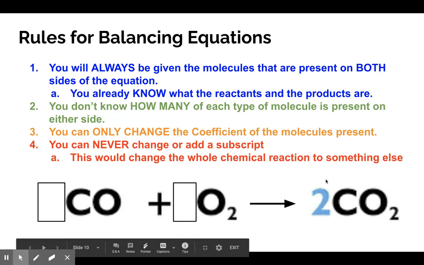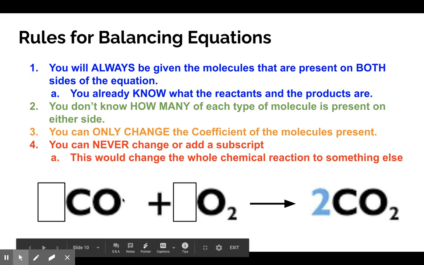So we're just going to give that a try. It's a guess and check process. If I put a 2 here, remember this 2 now is going to apply to all of the atoms in this molecule. So now I have 2 carbons and I have 4 oxygens, right? Because this little 2 means I have 2 here, and now I have 2 sets of this molecule. So there's a total of 4 oxygen.